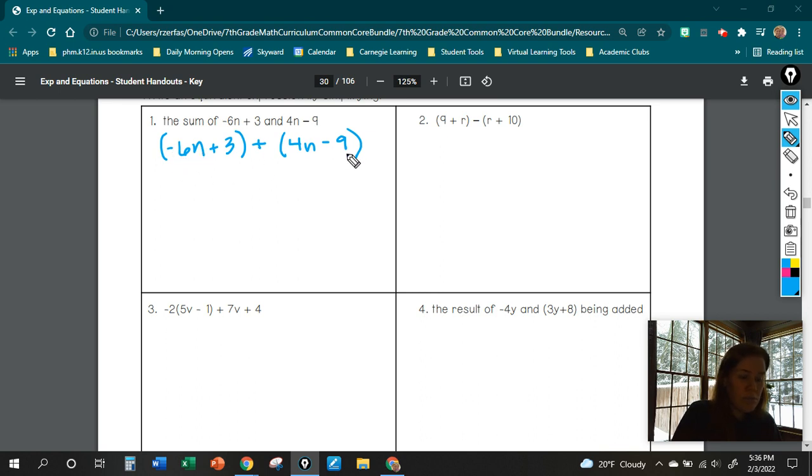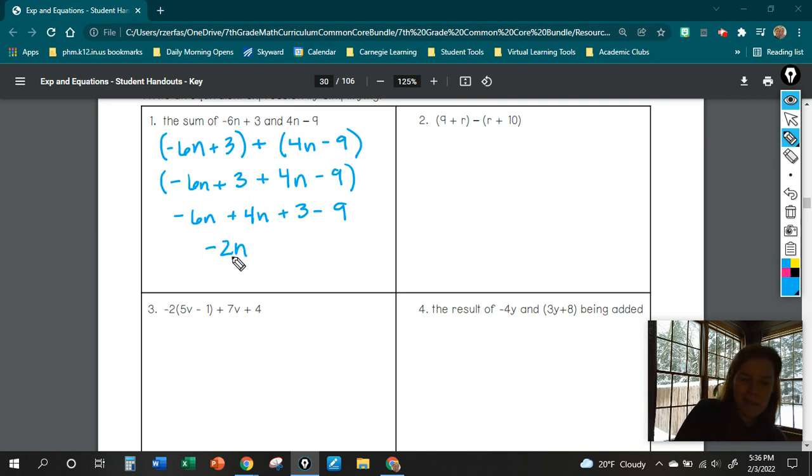So I'm going to go through. The associative property says that I can regroup these things how I want to. I don't have anything to distribute, so I'm good there. The commutative property says I can rearrange what I want to simplify. So I'm going to move my like terms closer to each other. And then we have negative 2n, when you have negative 6 plus 4, so that's negative 2. And then we have 3 minus 9. So you're starting at positive 3 and subtracting 9, you're going to end up at negative 6. So that is as simple as it can get. You cannot combine like terms any further.